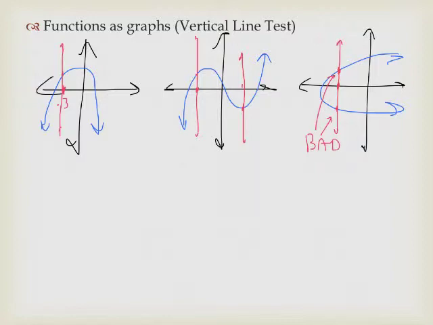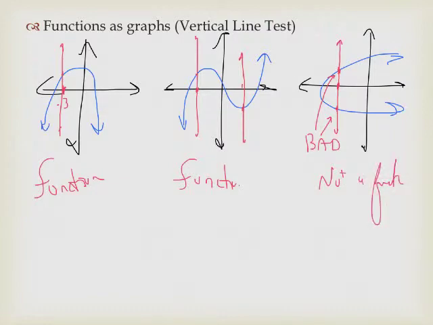So a function like this, even if you don't know what the equation is, this is a function. It passes the vertical line test, which means each input has a unique output. This is a function. And this guy over here is not a function, because it fails the vertical line test.